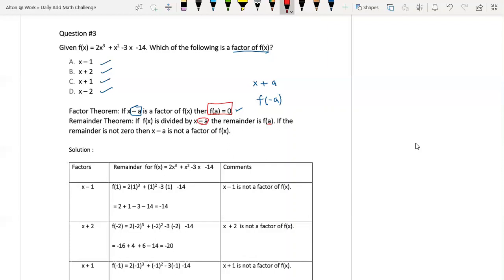Now, and this is important, if the remainder is not 0, some value other than 0, then your expression is not a factor. And if it is 0, as seen by the factor theorem, then your expression will be a factor. Now, I have done the working for all of these possible factors here, and we'll see which one is in fact the factor for f of x. Now let's look closely at the working, so you'll be able to follow what was done.